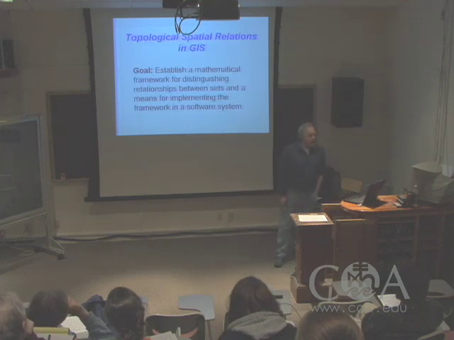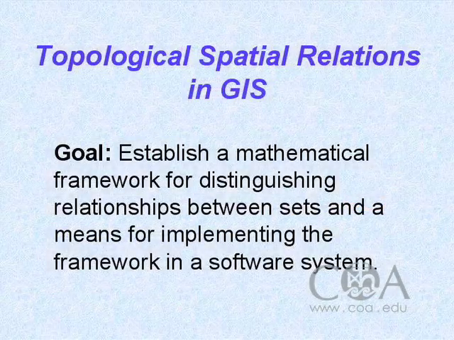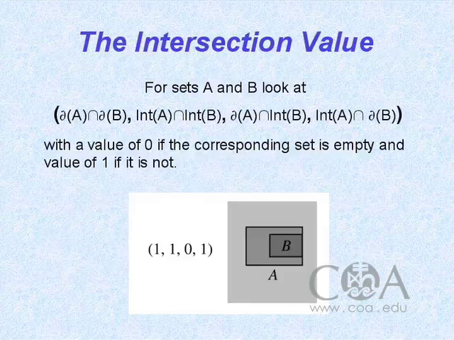So this is about topological spatial relations in GIS, and the goal is to establish a mathematical framework for distinguishing relationships, telling different relationships between sets apart, and a means for implementing the framework in a software system. And so here's the idea. We have this notion of what we're going to call the intersection value. And we're going to play with this in a second. So be on your toes here.